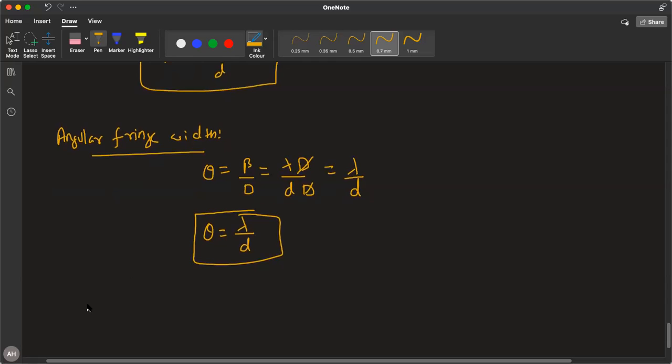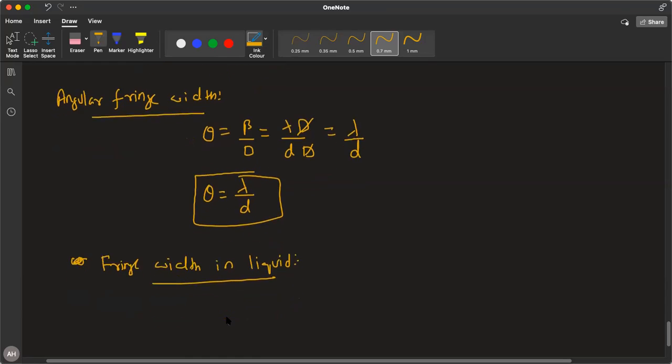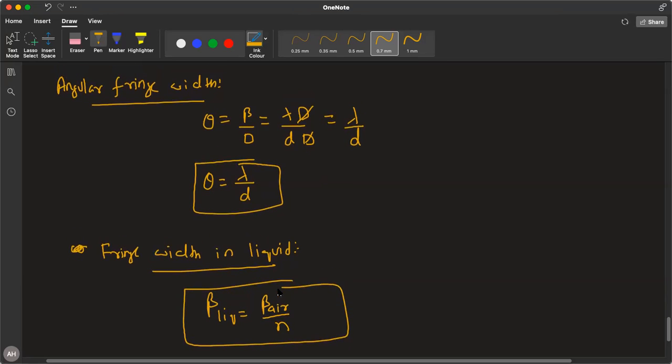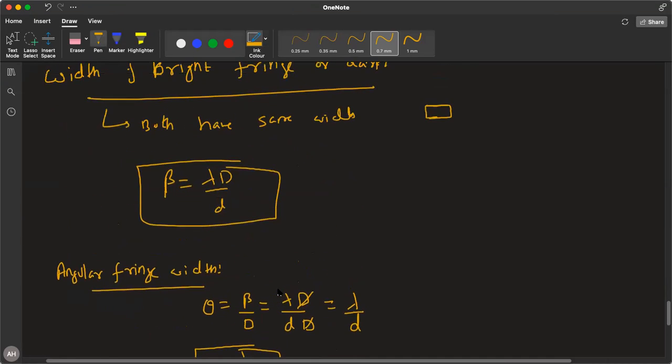After angular fringe width, we need the fringe width in liquid. If you immerse the entire apparatus in a liquid, then the fringe width in liquid is the fringe width in air divided by the refractive index. These are small conceptual questions that one can ask on it. Just note it down.